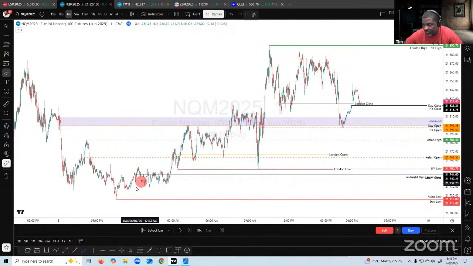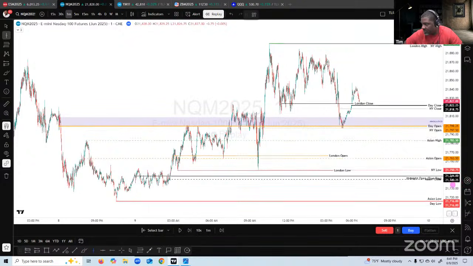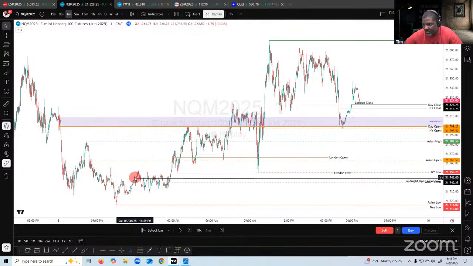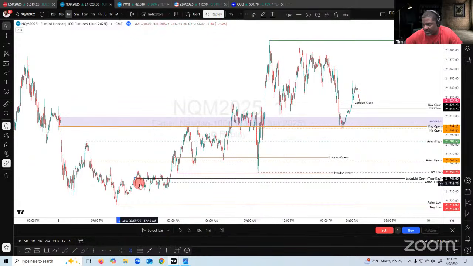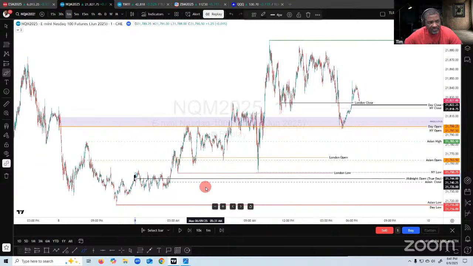So once we go into the Asian close over here, my midnight is overlapping that, so I'll put that in the middle. All right. So once we get to our Asian close here after midnight, midnight starts the true day, right? So we got a daily open here for the futures day, and then we got the true day open when the algorithm starts to run for the new day, right? So we got the true day open here.